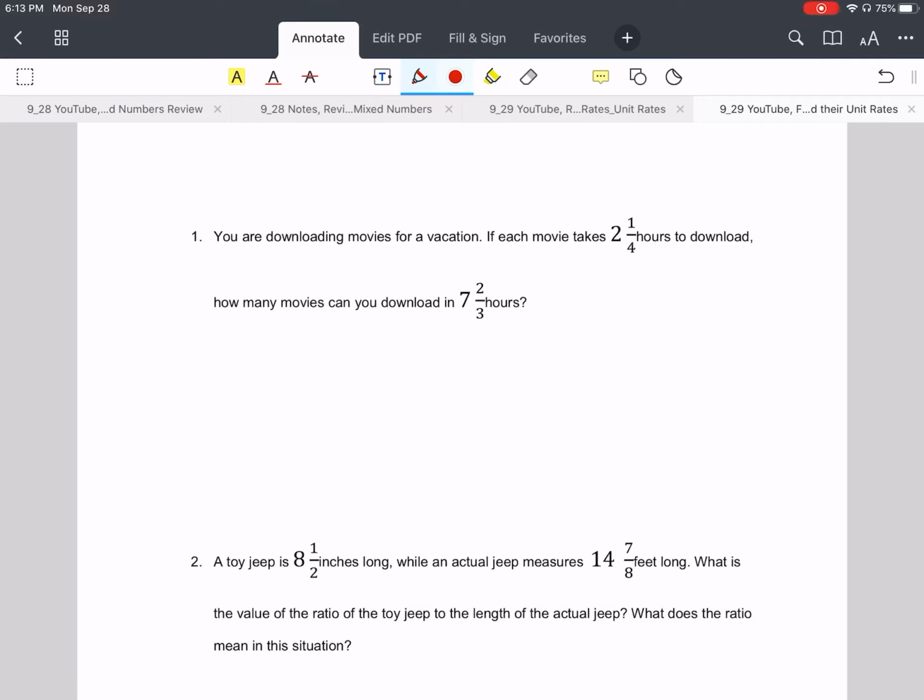Hey, seventh grade. We had an interesting assignment today. We are dividing a lot of mixed numbers. We're finding ratios. So I wanted to go through a few example problems to help you.